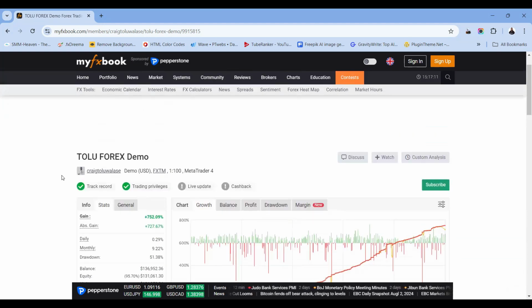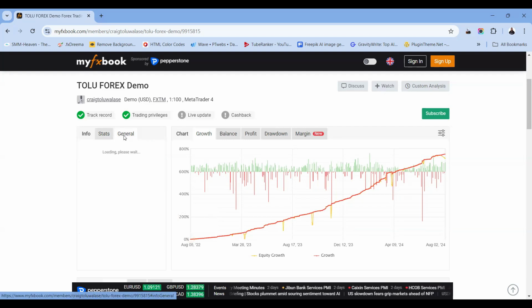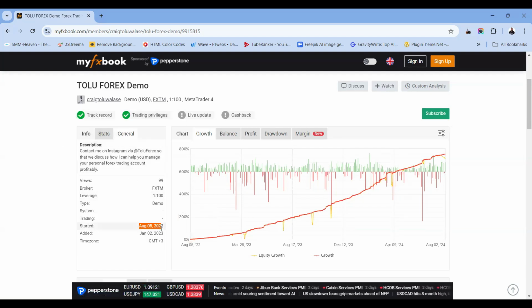Okay, and then for this other one, this is a demo account. You can see, as I was saying, it's been profit all along. So see the chart from August. Basically, I started trading December. So I opened this account August 2022, but I didn't really start trading until December. So you can see December here. So I opened it August, but I started trading December. So you can see the progression all along till today, which is 2nd of August.